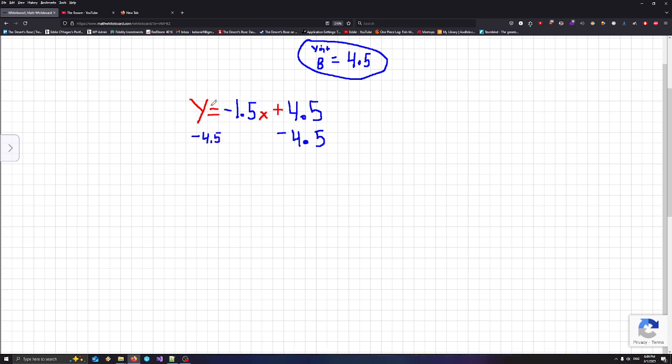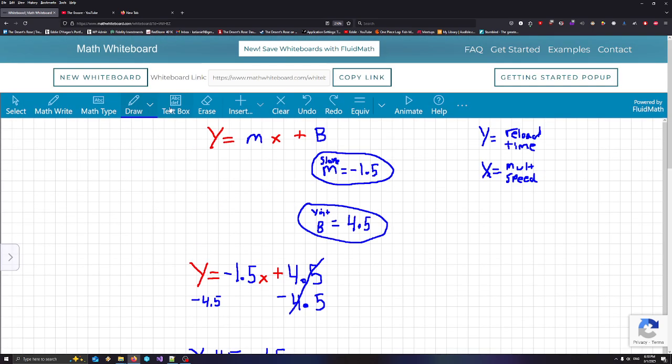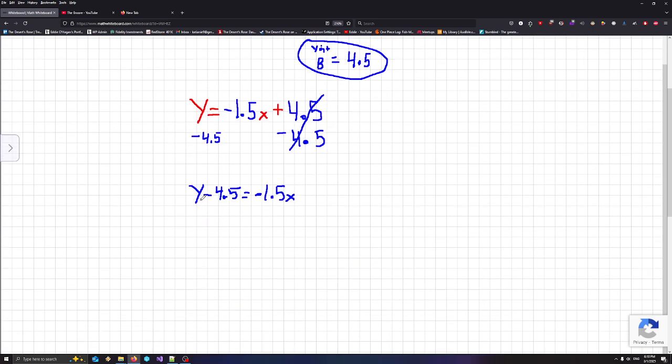Both sides of the equal sign. So then that becomes, and this cancels, so this becomes y minus 4.5 is equal to negative 1.5x. I'm gonna fix the color for that. Y and x. So as you can see, all I did was I just moved over the 4.5 for now.